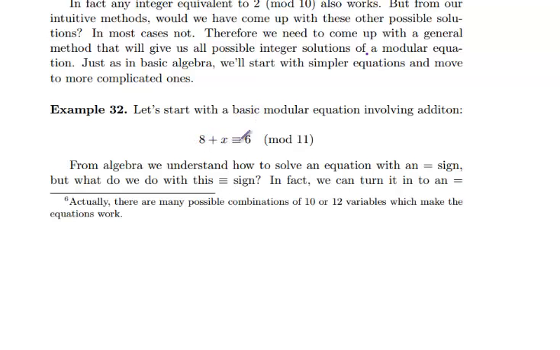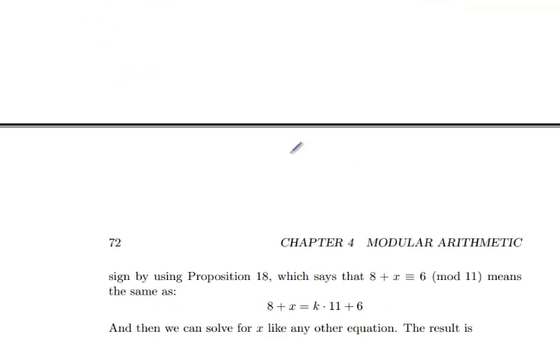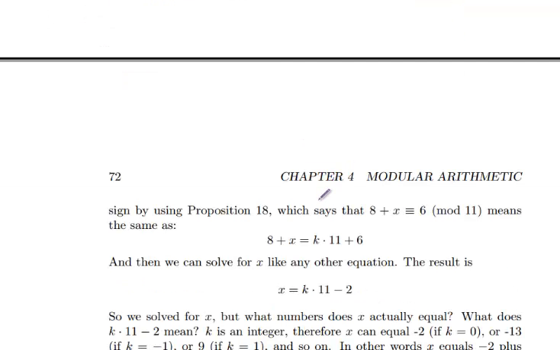So here's one particular example where you have a modular equation. We know how to deal with equations with equality, so let's see if we can turn this into an equation with an equality. Remember what modular equivalence means. It means that the one number minus the other number is some constant times the modulus. So 8 plus x equals 6 means 8 plus x is equal to 6 plus some multiple of 11. So that's expressed by this equation.